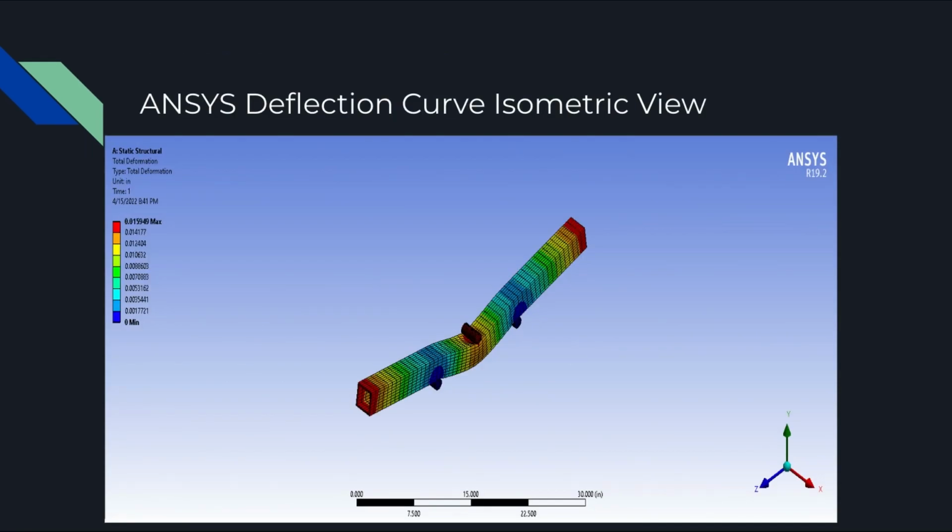This is a different view of the same simulation. It is an isometric view. As you can see, we performed this simulation using the maximum theoretical load that we had in the experiment, which is 9,000 pounds of force.